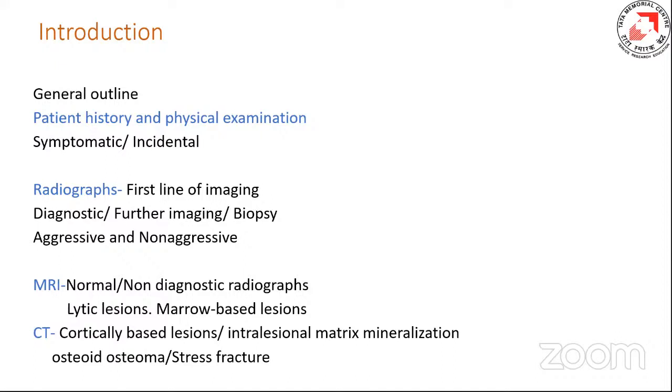So based on radiographs, we try to characterize these lesions as aggressive and non-aggressive. MR will be particularly helpful when the radiograph is normal or non-diagnostic, and typically that will happen in lytic lesions and marrow-based lesions. CT has a limited role, particularly when we try to characterize a matrix or want to pick up osteoid osteoma and stress fractures.